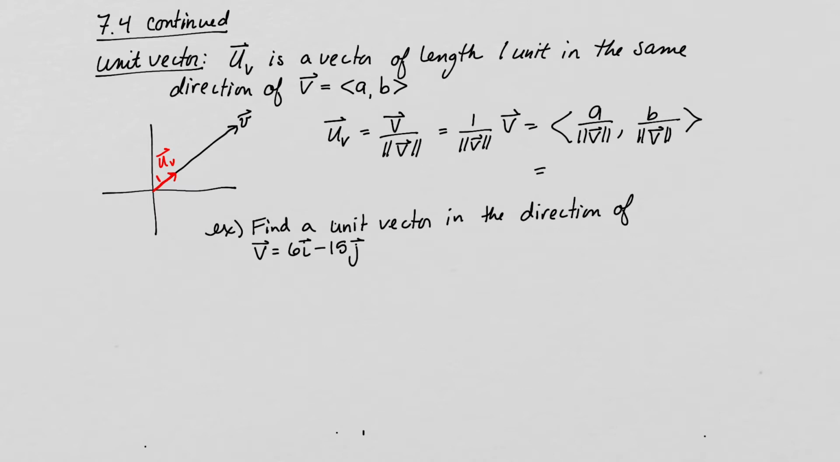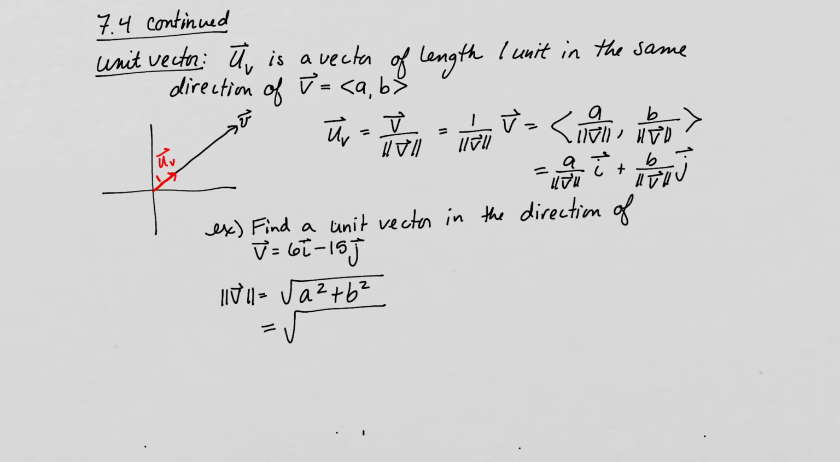So remember up here, I could have written this as a divided by the length of v, i, plus b divided by the length of v, j. Basically all we're doing is we need to find the length of v, and then we're going to divide 6 by the length of v and the minus 15 by the length of v. So from last class, the length of v is the square root of a squared plus b squared. So it's going to be the square root of 6 squared plus negative 15 squared. And that is the square root of 261.